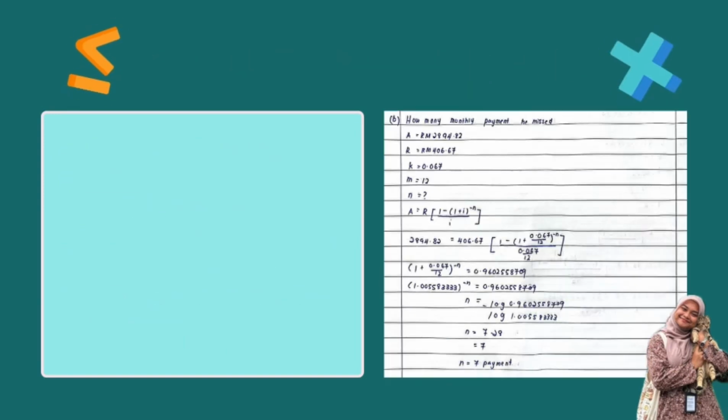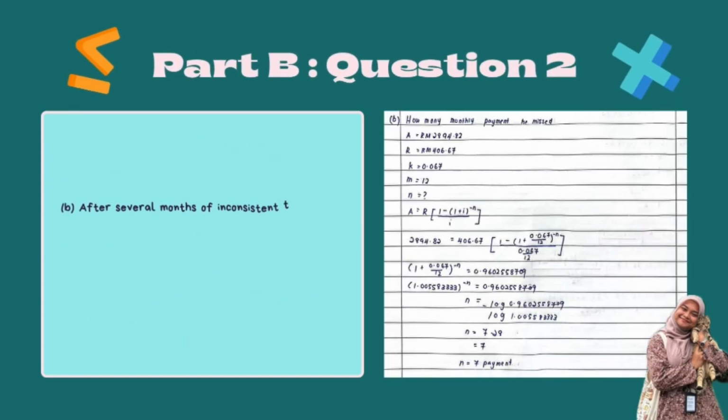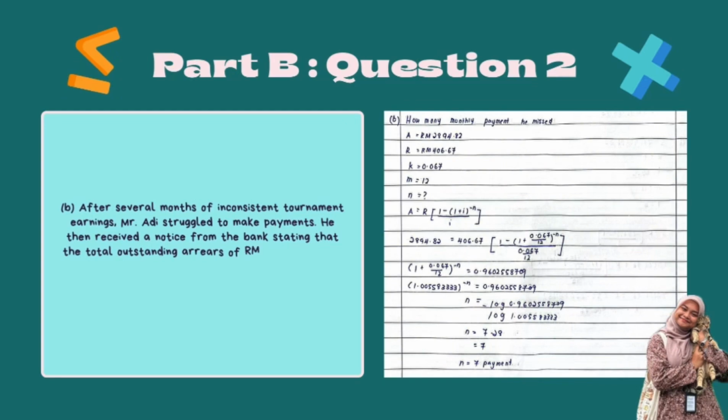For question B, after several months of inconsistent tournament earnings, Mr. Adi started to miss payments. He then received a notice from the bank stating that the total outstanding arrears of 2,894 ringgit and 82 cents include the accumulated interest. How many monthly payments did he miss? So in this question, we need to find how many monthly payments he missed. We have A, which is 2,864 ringgit and 82 cents, and we get R from the past question, which is RM406.67, and then we have k, which is 0.067, m is 12, but we didn't have an n, so we need to find the n.